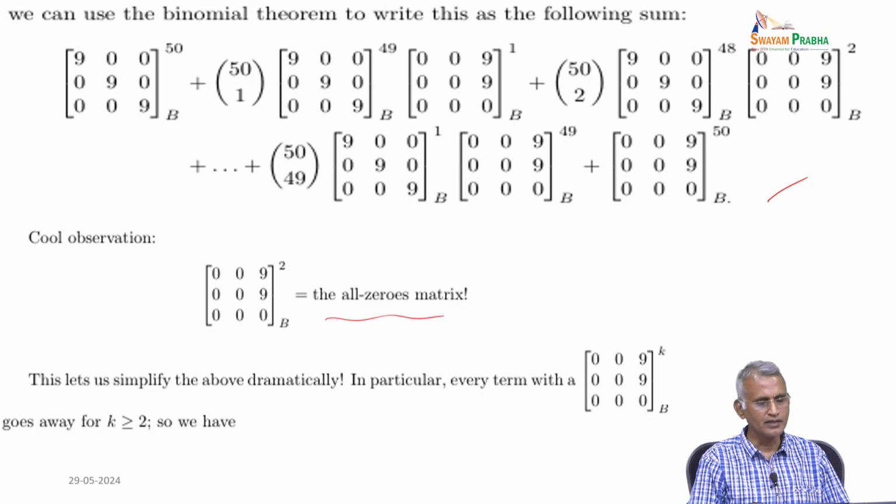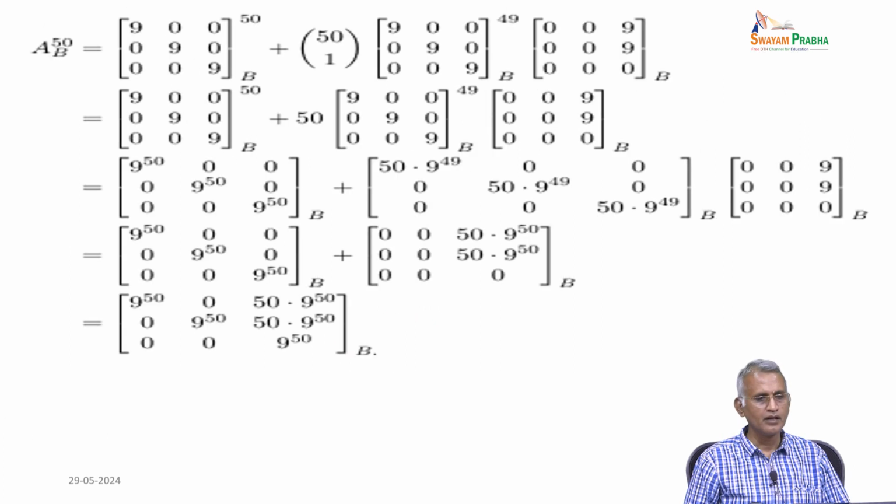And we can easily simplify, in particular the term [0, 0, 9; 0, 0, 9; 0, 0, 9] whole power k is a generalized form; if k is equal to 2 and above, it holds good. So, that is the most advantage in the Schur decomposition. And then A plus B power 50 can be generated like this with the help of the binomial.